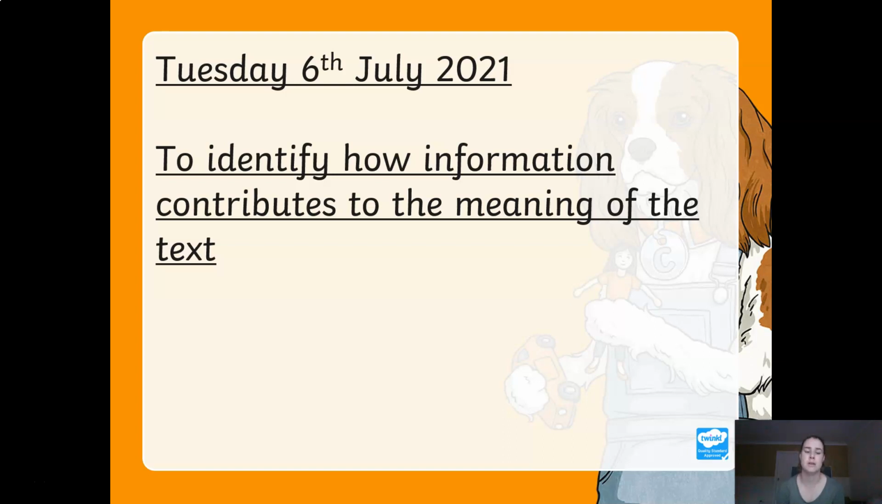So for today we're going to be looking at identifying how information contributes to the meaning of the text. Now, this goes back to some of the 2 and 3 mark questions that you had in your test papers that we struggled with a little bit. So I'm going to recap the different type of question stems that come from this theme, and then you're going to have a go at reading an extract and having a go at some questions.